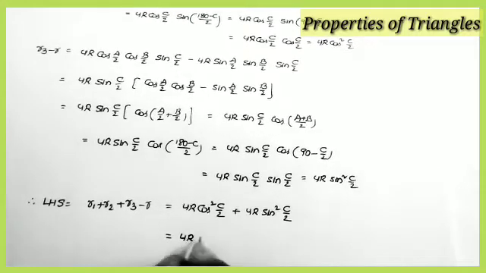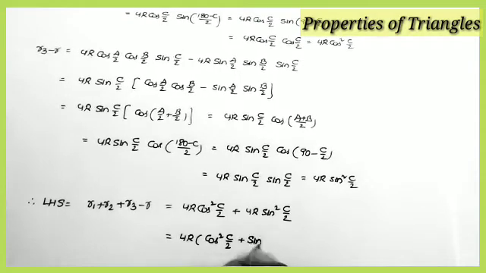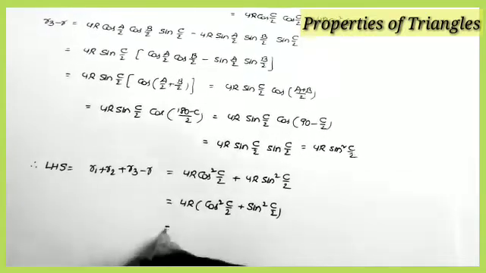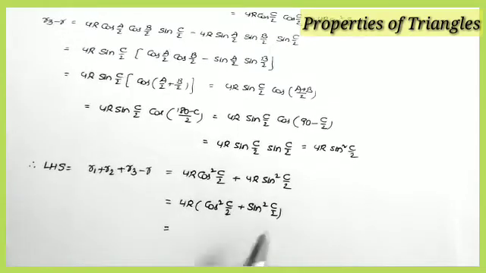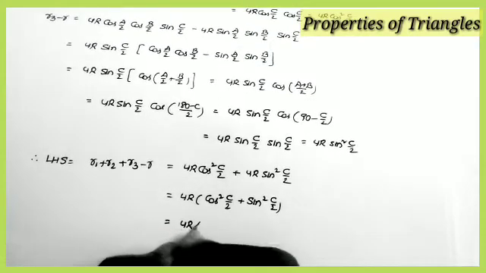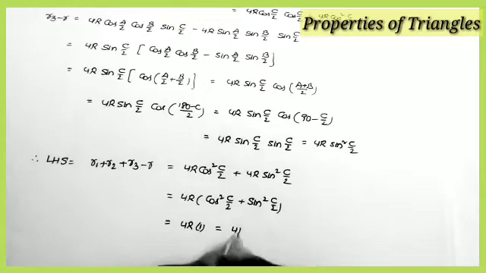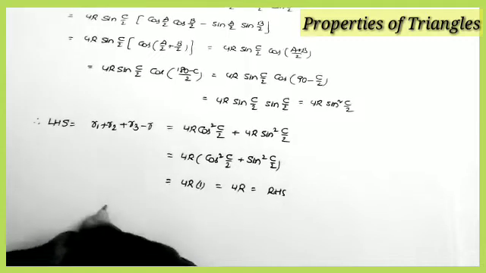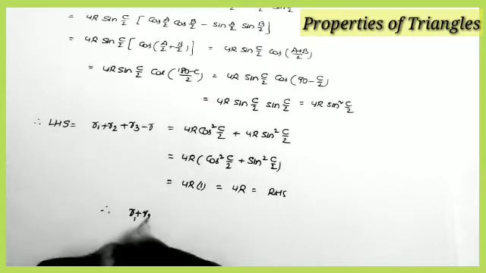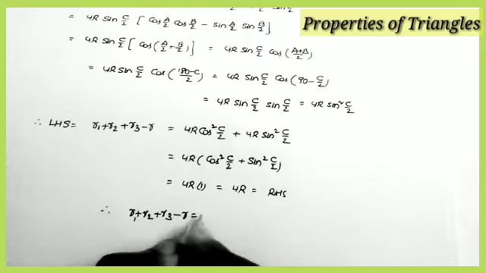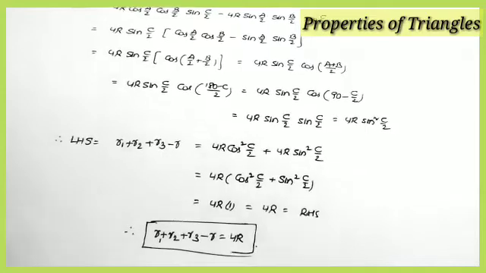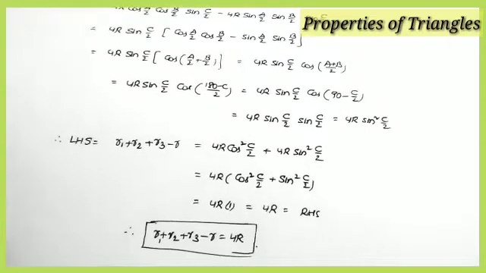Now taking the common terms common from these two, that is taking 4R common. So the remaining value is cos square C by 2 plus sin square C by 2. This is in the form of sin square theta plus cos square theta, and that is equal to 1. 4R into 1 is equal to 4R, and that is equal to the RHS. Therefore R1 plus R2 plus R3 minus R is equal to 4R. That's how this is the answer.